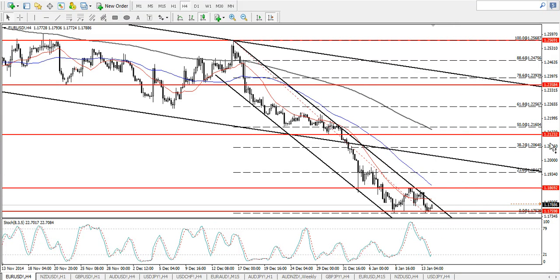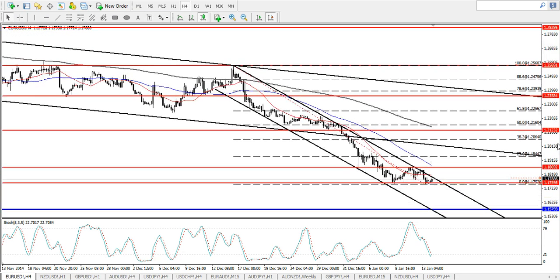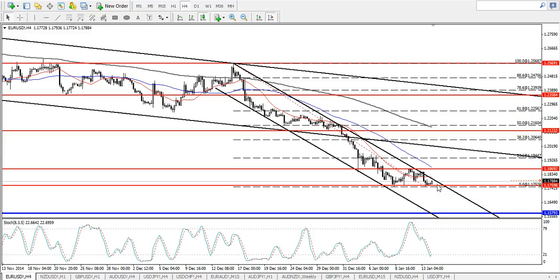So that's pretty much for euro against US dollar. And of course, for the downside, if price were to be able to break below the previous low, we're looking at 1.1579, which is also the final exhaustion level, 161.8%. Right, so that's for the euro against US dollar.